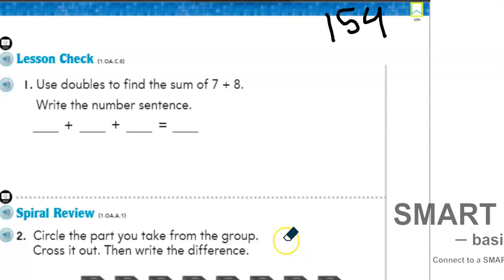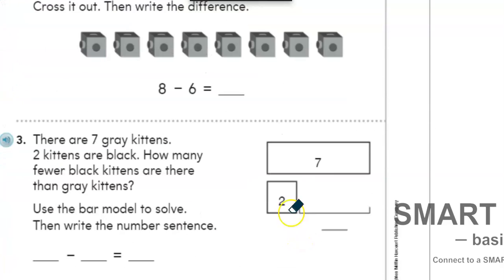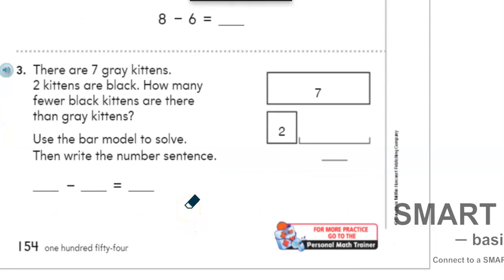Zayden, can you read number 3, please? Yes, it says there are 7 gray kittens. 2 kittens are black. How many fewer black kittens are there than gray kittens? Use the bar model to solve, then write the number difference. And this is a takeaway. It's a subtraction one, okay? So you have 7, take away 2. How many are left? 5. Yep. So you got it.